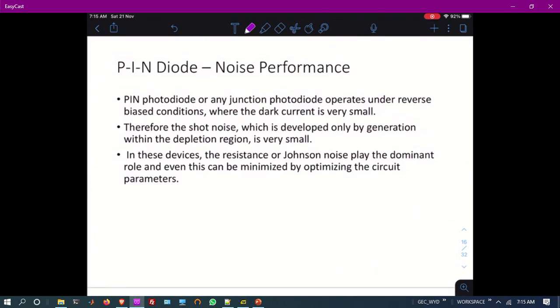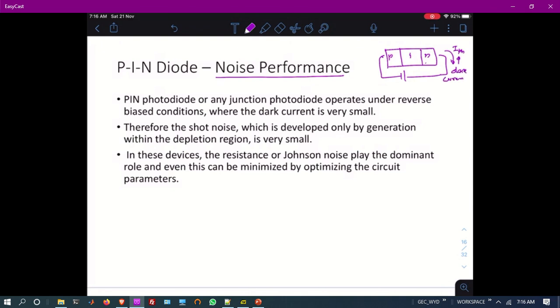Now we see that there is something called a dark current in our semiconductor. So we are going to analyze the noise performance. When you have this semiconductor, P, N and I, without any light incident, it still has some current flowing. There is no light and there is still some current, and this is called a dark current.